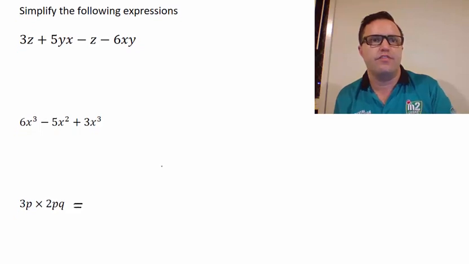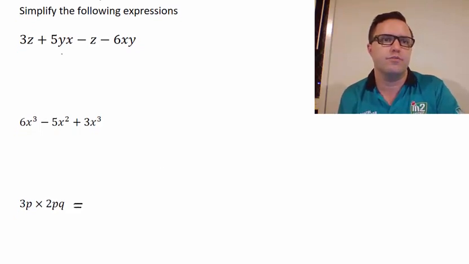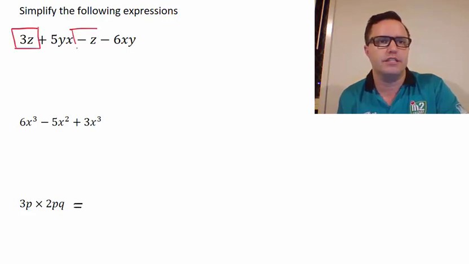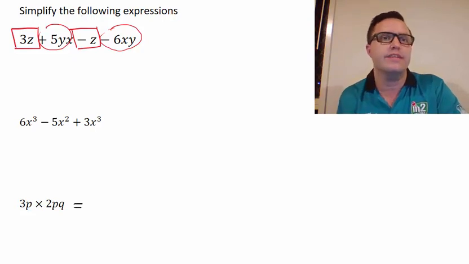Okay, let's simplify the following expressions for some worked examples. Remember that back in the past I might have suggested that as you go through, you put different shapes around the different terms. So 3z, here's another z, circles around my yx. This is also a like term with xy, because it doesn't matter what the order of the letters is, remember? So 3z minus z is just 2z.